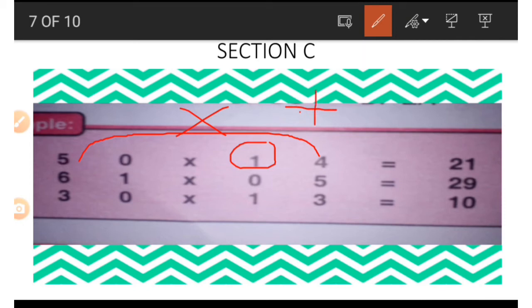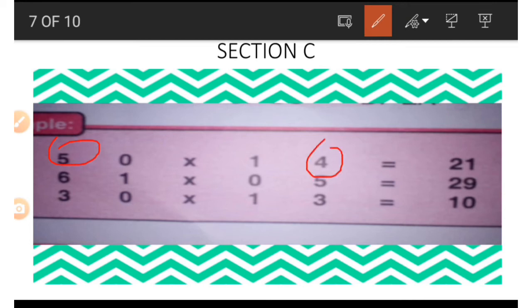Alright, so the number on the right is added a plus. But the number on the left is usually subtracted, like the one in the second example. Alright, so let's get started with the first one.